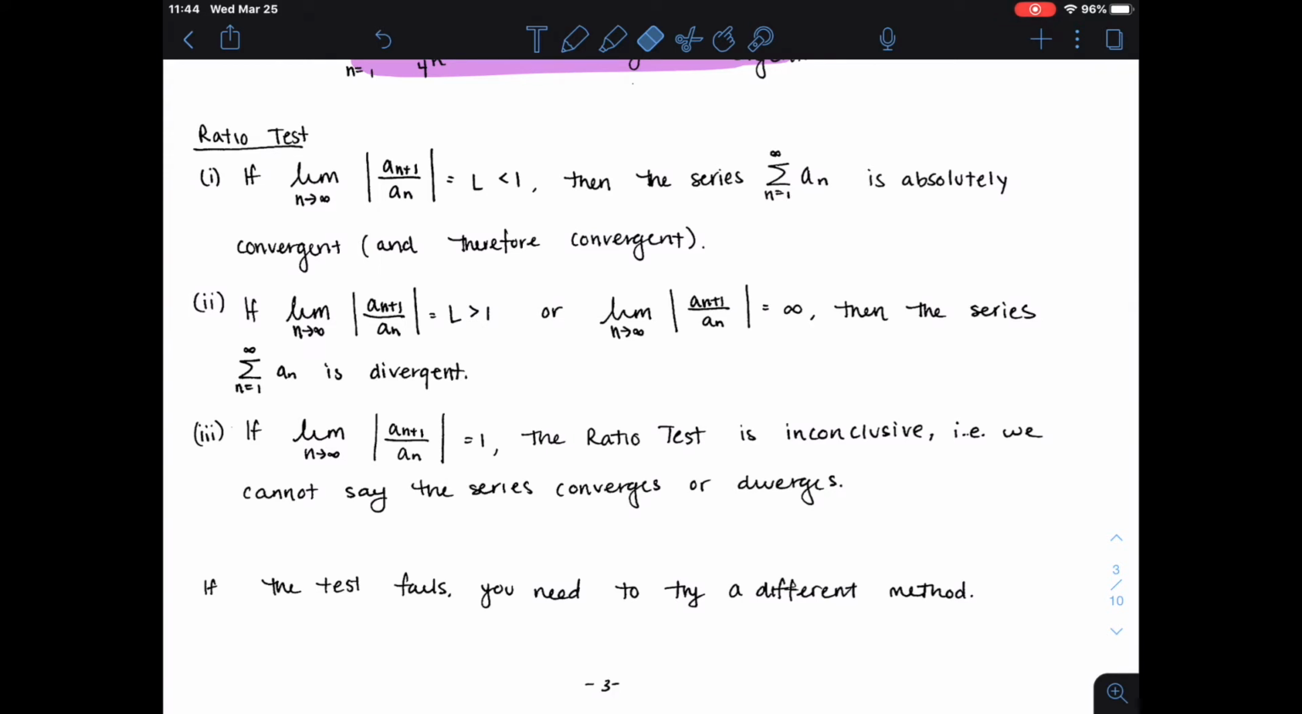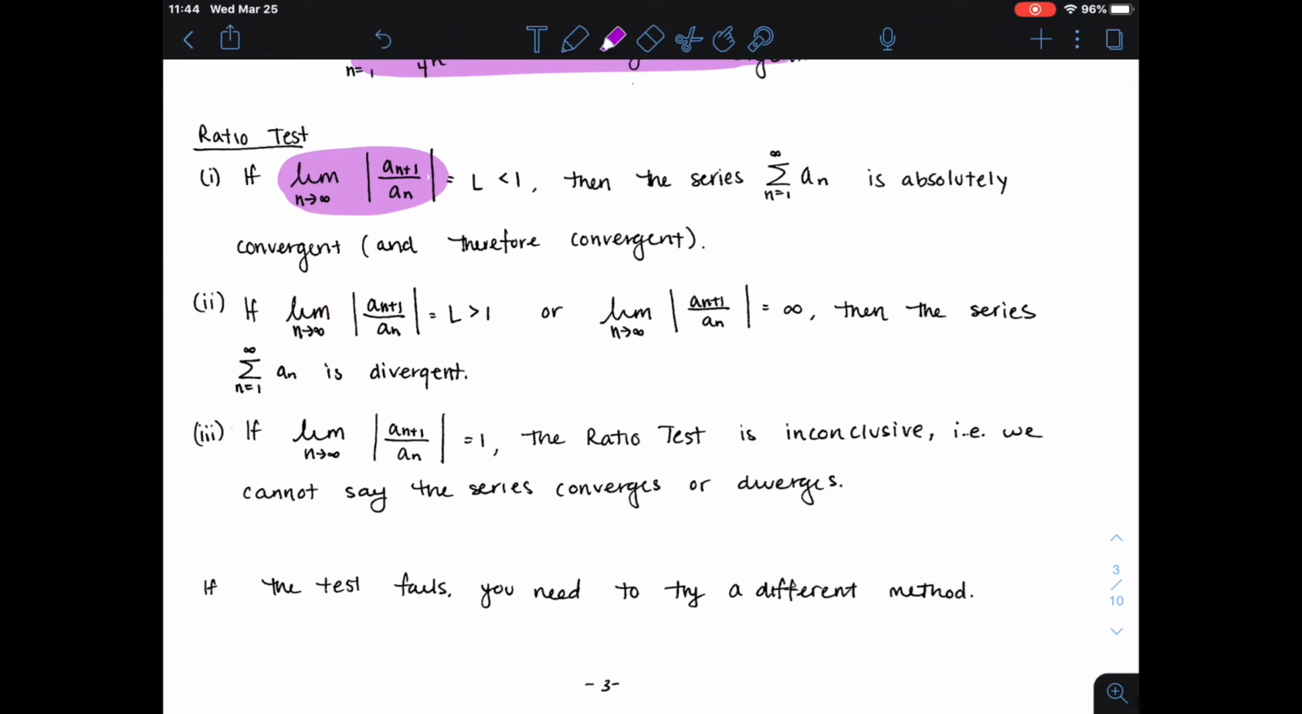But the great thing about this test, you can see, there are absolutely no hypotheses. All it does is it tells you to look at this limit. Based on that limit, you get absolute convergence, you get divergence, or you're going to get that it's inconclusive. So you have to try something else.